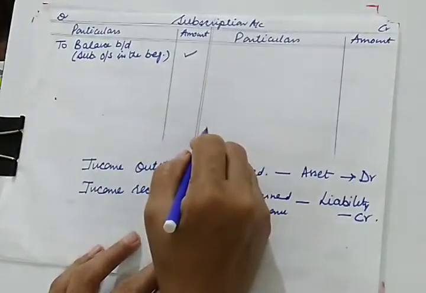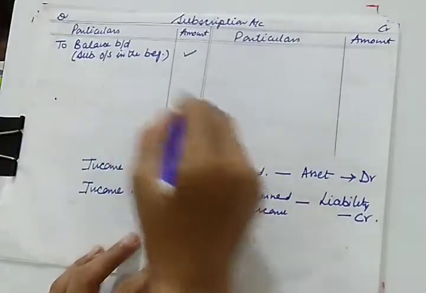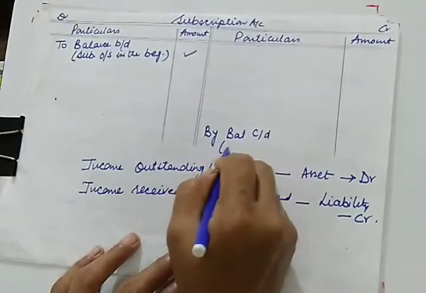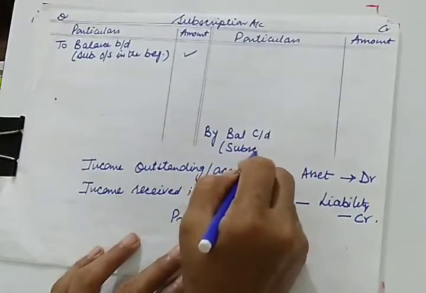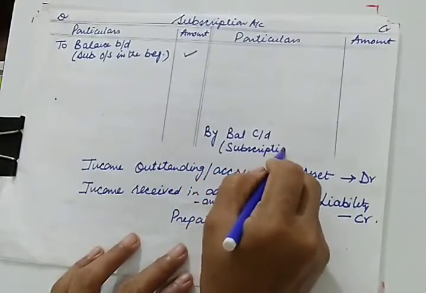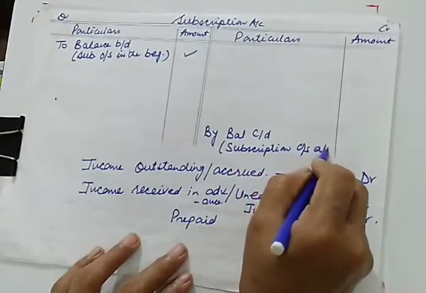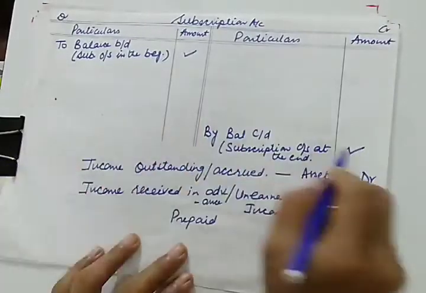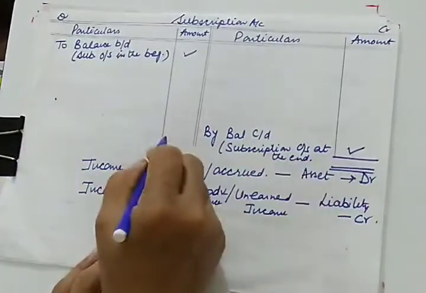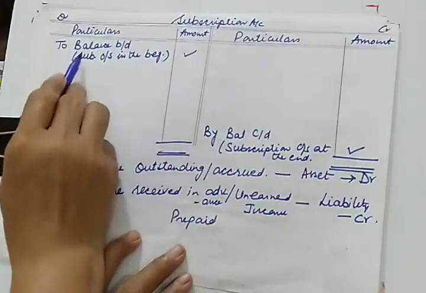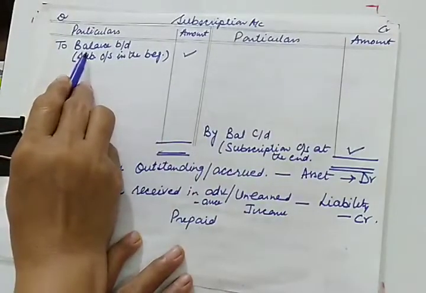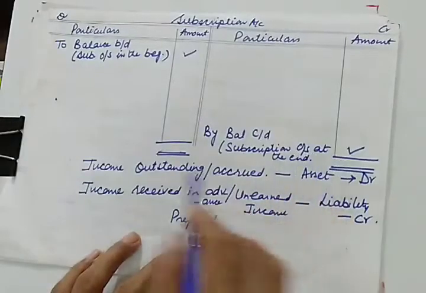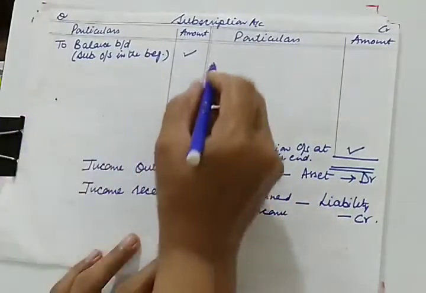written here, so where to write the closing balance? Just the opposite side. So by balance carried down, here I will be writing subscription outstanding at the end of current year. So I hope these two details are clear to you. Opening balance is written here. If opening is written here, then closing is always written on the opposite side. So this was about subscription outstanding.